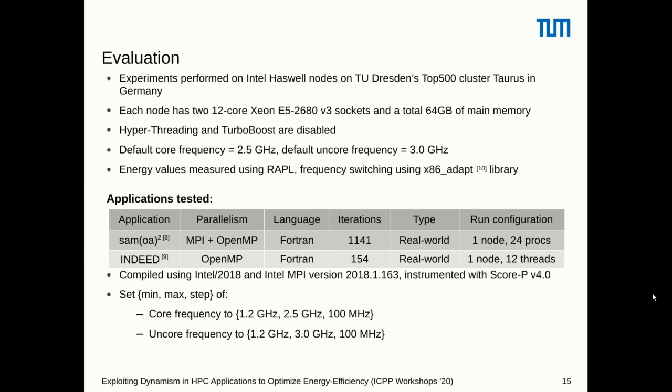We tested 2 real-world applications, Samoa and Indeed. Samoa is a hybrid MPI OpenMP adaptive mesh refinement framework. It's written in Fortran and runs 1141 iterations of the simulation time loop. Indeed is an OpenMP application also written in Fortran and runs 154 iterations of the simulation loop. We evaluated both applications on a single node with 24 processes for Samoa and 12 threads for Indeed.